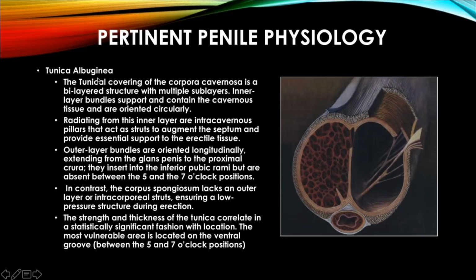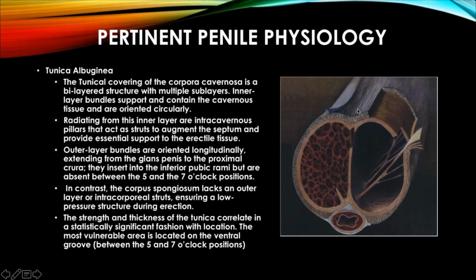So first, we're going to talk just a little bit about the tunica albuginea, or the coating of the erectile chamber. It is the covering of the corpora cavernosa, and it's a bilayered structure with multiple sublayers. Their inner layer bundles support and contain the cavernosal tissue, and they're oriented circularly. So you can see that here. Radiating from this inner layer are intracavernosal pillars, these struts on the right-hand side of the screen, that augment the septum and provide support to the erectile tissues. So it gives the penis stability and resists buckling forces.